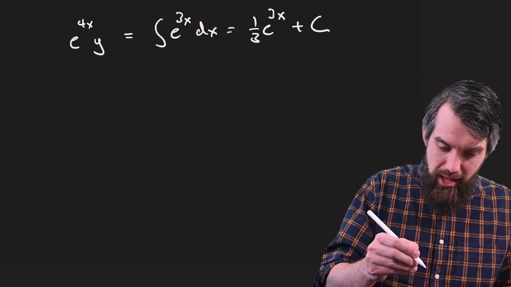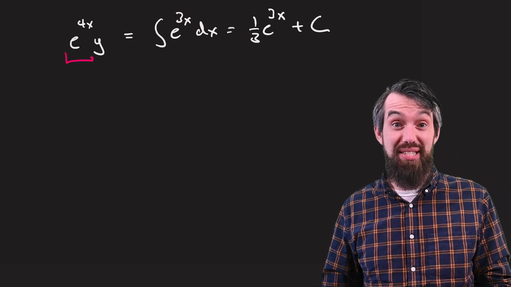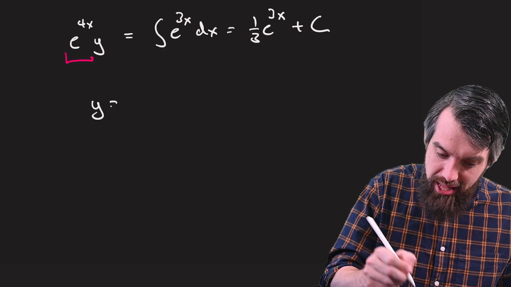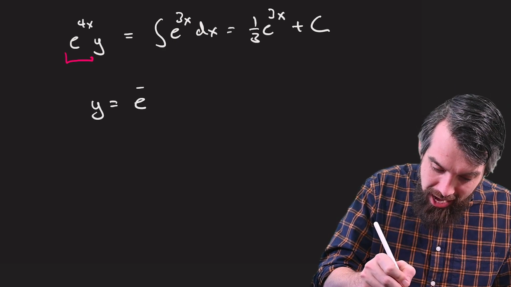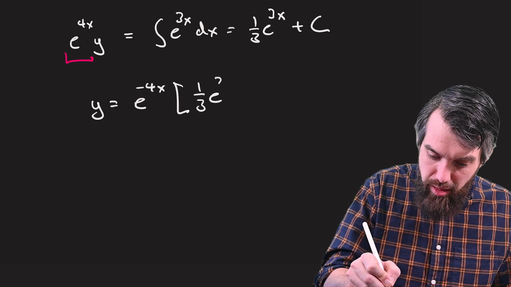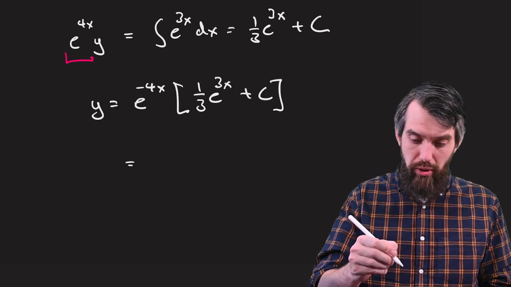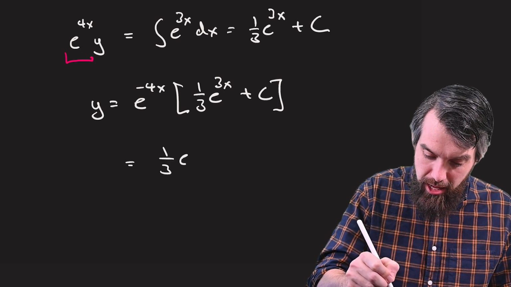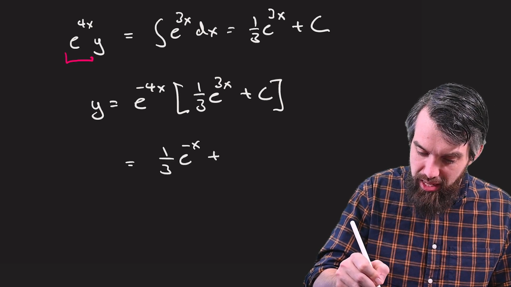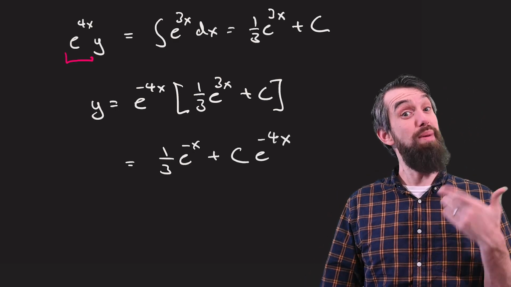Well, for the final answer, I notice that I still have this e to the 4x stuck on the left-hand side. I don't want that, so I'll say that y is going to be e to the minus 4x multiplied by the 1/3 e to the 3x plus the c. And if you prefer to distribute this through, that's totally fine as well. You can do 1/3 e to the minus x plus a constant times e to the minus 4x. All right, so that's my general solution.